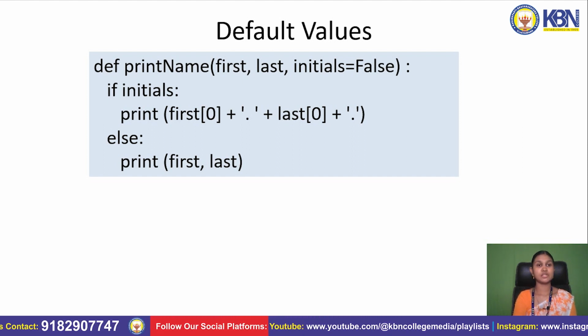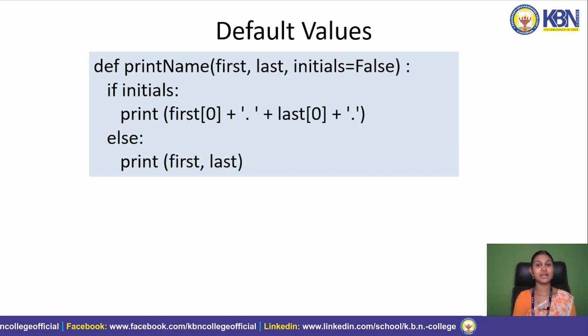We have recently seen in the function program that def is the most important keyword. We use this keyword in the functions concept only. The next one, print name, is the function name. In this function we are passing two arguments: the first formal argument and the last one, the second formal argument. I have to declare the condition initial equals false.